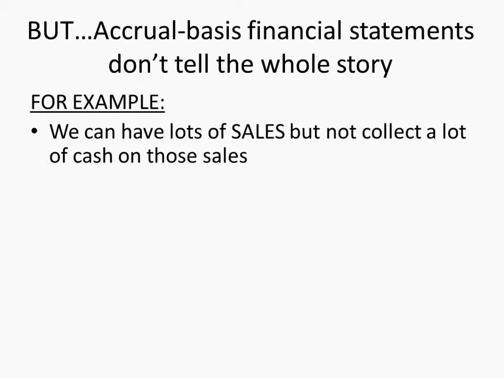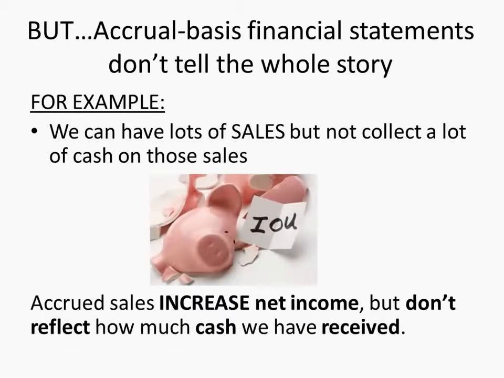So for example, we can have lots of sales but not collect a lot of cash on those sales. We could have great salespeople but not good collections people. So these accrued sales are going to increase our net income, but they're not going to reflect how much cash we've actually received. So you can have many transactions that will increase your net income but have absolutely nothing to do with any cash that you've received. And this is accrual basis financial reporting. That's what it does.